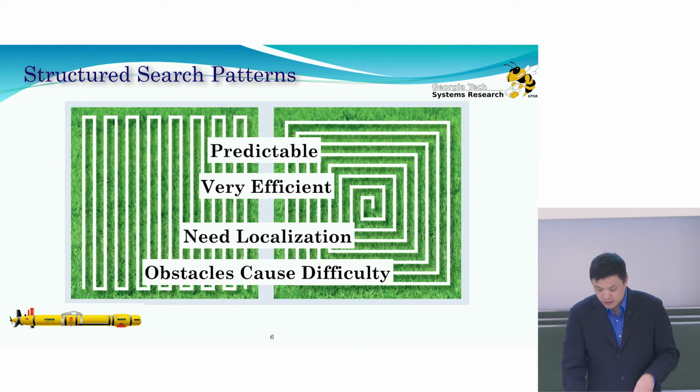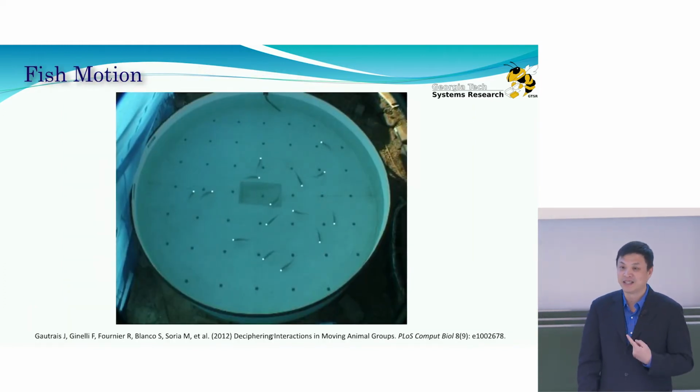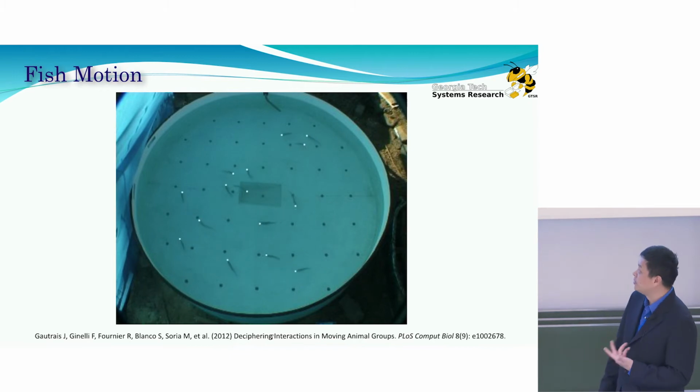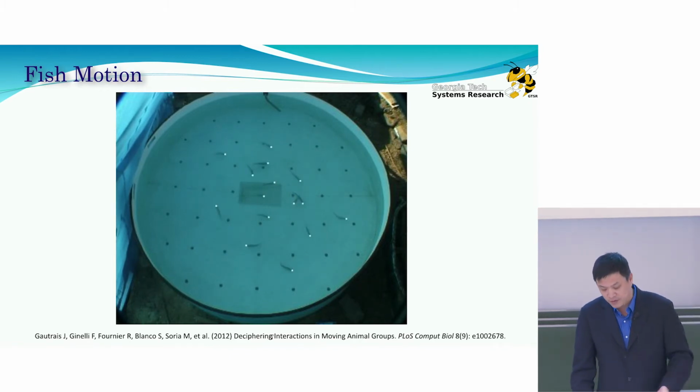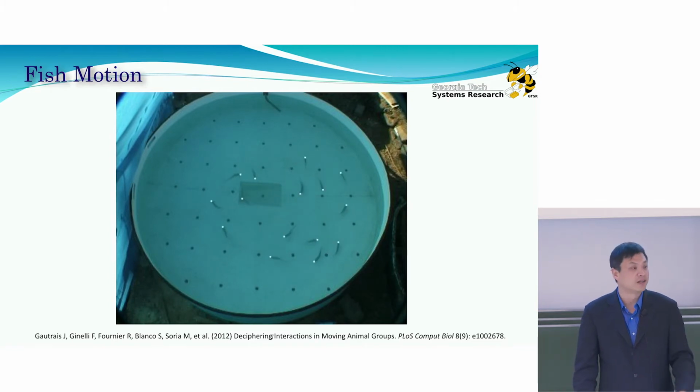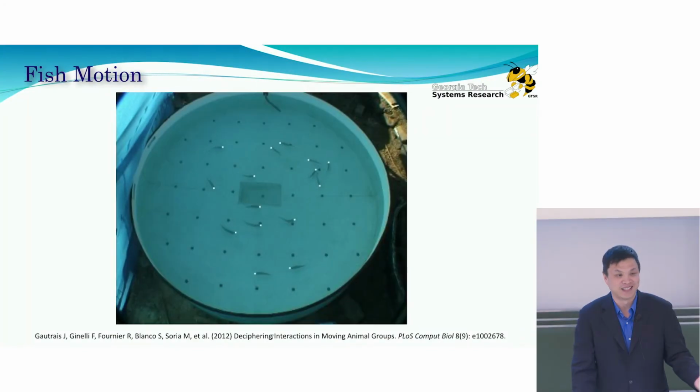Okay, so let's look at how search is performed by fish schools. I guess for this group, it should be easy, right? So look at this pattern. This is data collected by Gautier's group. Look at this group of fish in the tank. Assume they're searching for something. What kind of pattern are they performing? Actually, there's no pattern. That's the answer.